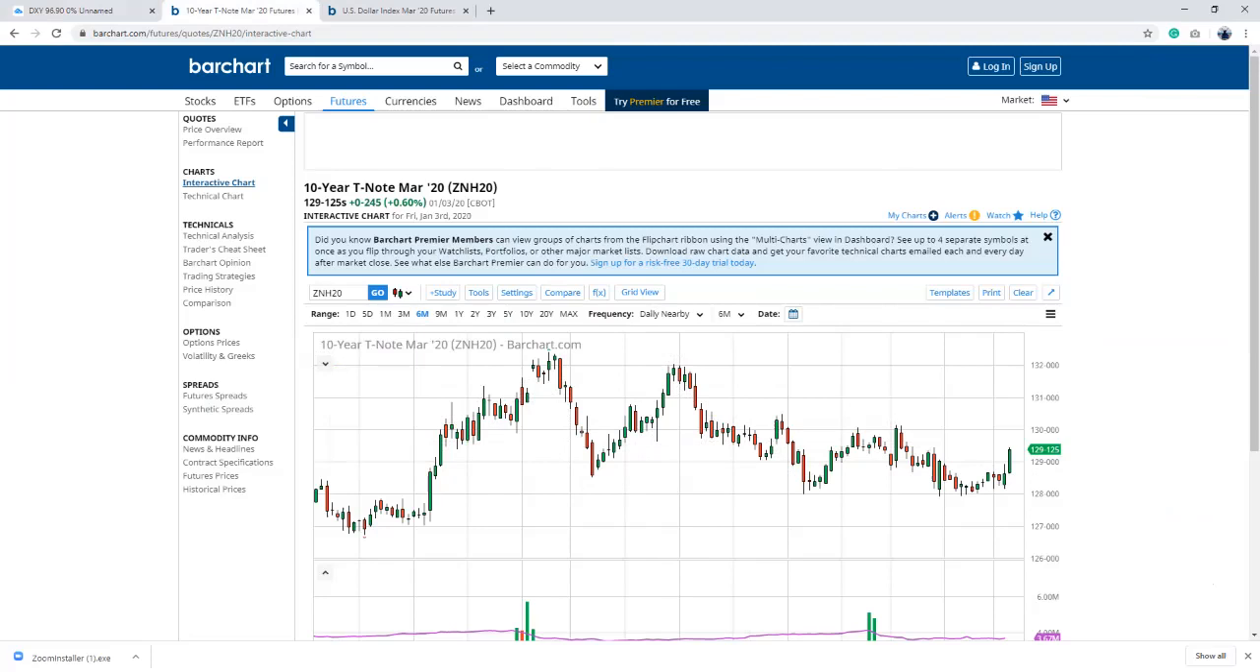But now, in a situation where the DXY is going down, lower highs, lower lows, and the 10-year T notes are also trending down, that creates kind of a range-bound market.